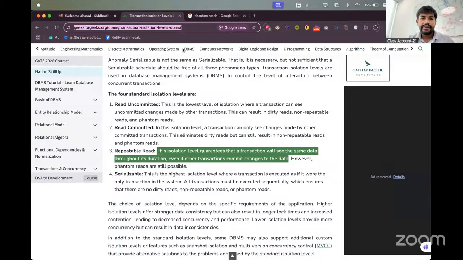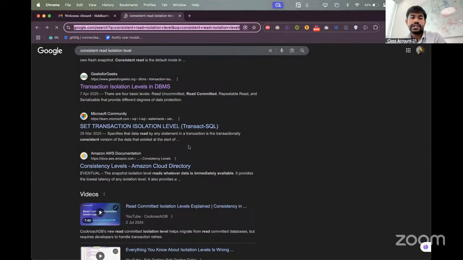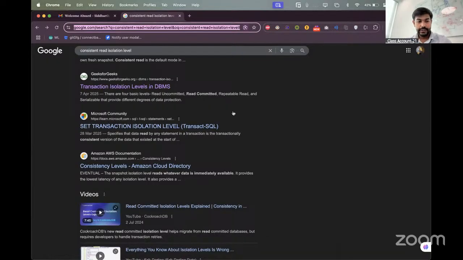In system design rounds, this is one of the most asked things: transaction isolation level in databases. This is one of the most asked ones. So am I clear till this point? Give me a quick one so that I can move forward. Now we would be talking about something very interesting.